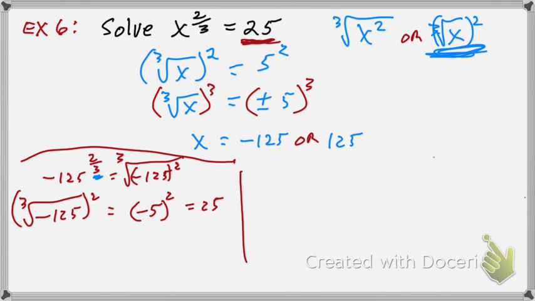Now see, that worked because I can take the cube root of a negative number. I can't take the square root of a negative number. But I can take the cube root of it. And I think you'll find if you check the 125, it's going to work out too.